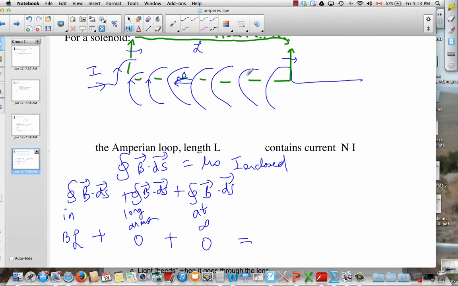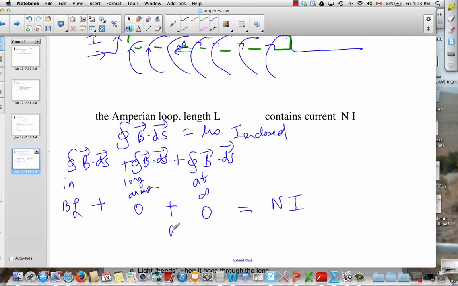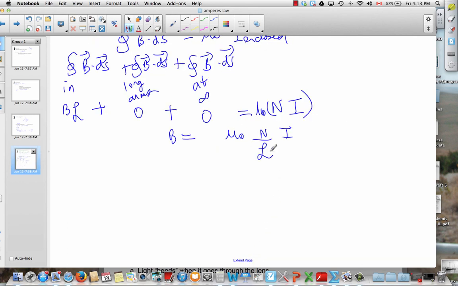Now, passing through the loop, we've got current I. Each one of these currents enters and passes through that loop. Well, if there's N wires there, then that's N I as an enclosed current. And then for the magnetic field, oops, I forgot the mu naught, because it's mu naught times the enclosed current. For the magnetic field, then, it's mu naught N I divided by the length L, which is the familiar result that we quoted earlier. And we've now proven it using Ampere's law.